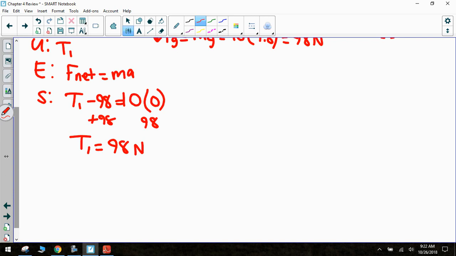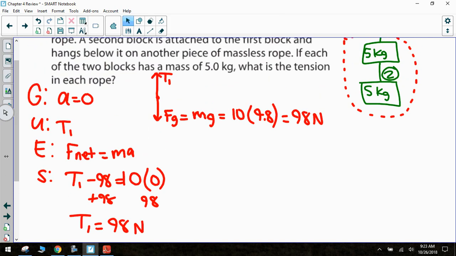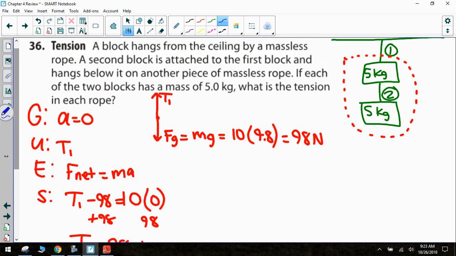All right, so I don't put a direction on tension, because remember, tension is one of those coupled forces. It pulls both directions. So you can say the tension in the rope is 98 newtons. Okay? Now I got to do this other side. So I'm going to do another system. This time I need to cut this middle rope.